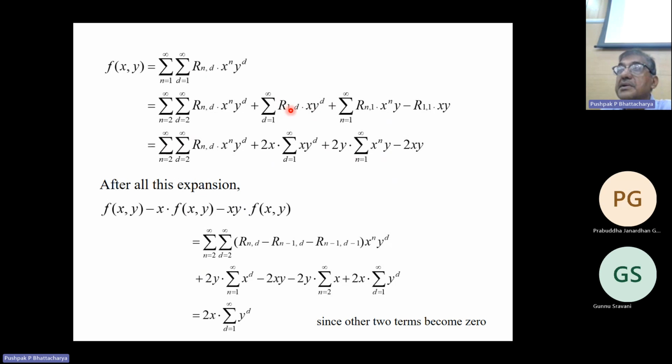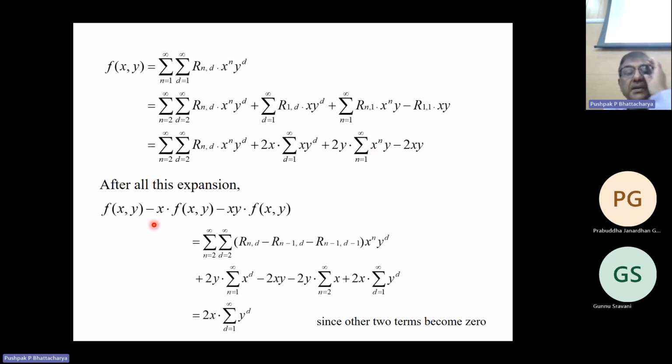Apply the boundary condition. R(1, d) is 2. So this becomes 2x times the sum over d equal to 1 to infinity, x y^d. Again, apply boundary condition. 2y times the sum over n equal to 1 to infinity, x^n y, minus 2xy. R(1,1) is again the boundary condition. Okay, so we have got f(x,y) in this form.